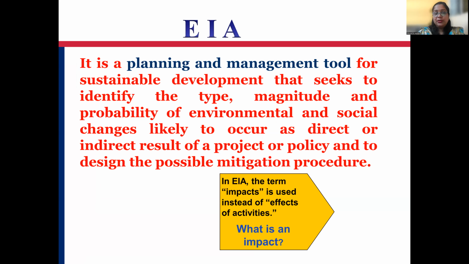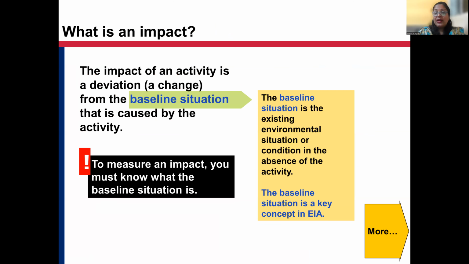EIA is a planning and management tool for sustainable development that seeks to identify the type, magnitude, and probability of the environmental and social changes likely to occur as a direct or indirect result of a project or policy, and to design the possible mitigation procedures. In EIA, the term impact is used instead of effects of activities. So what is impact? The impact of an activity is a deviation, that is, a change from the baseline situation that is caused by the activity.